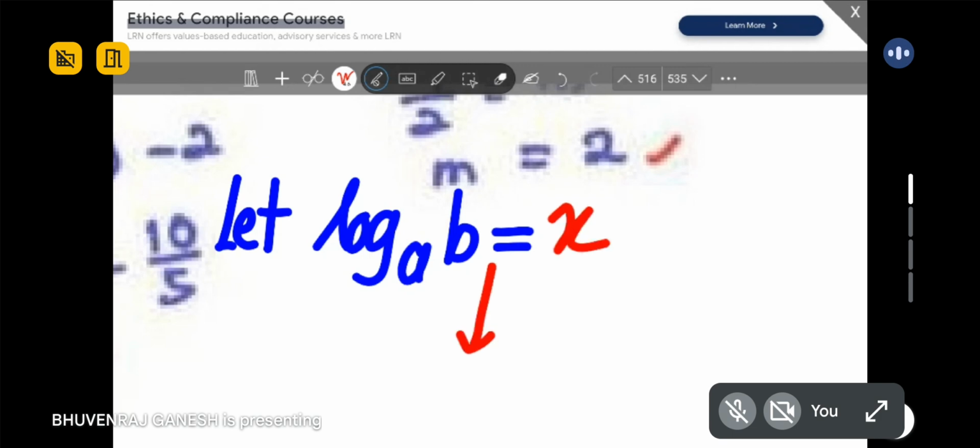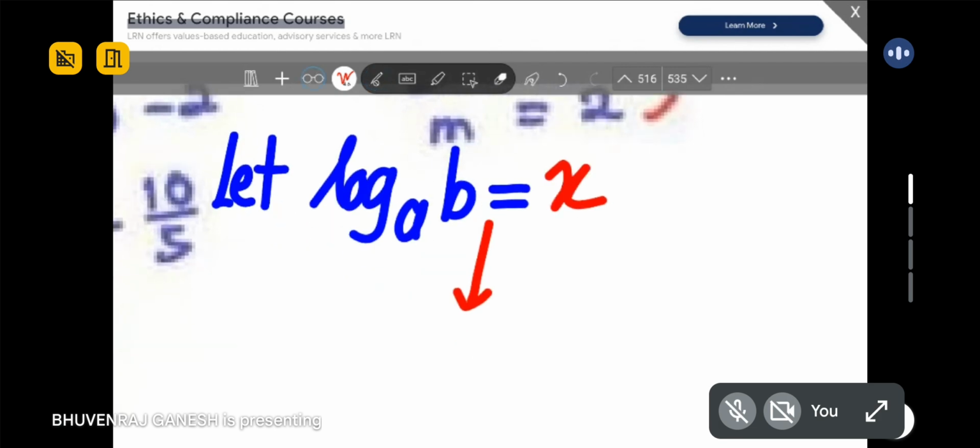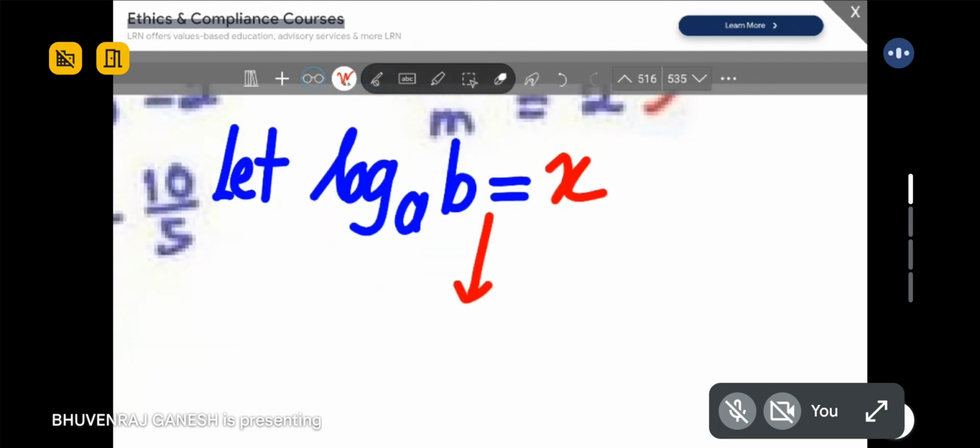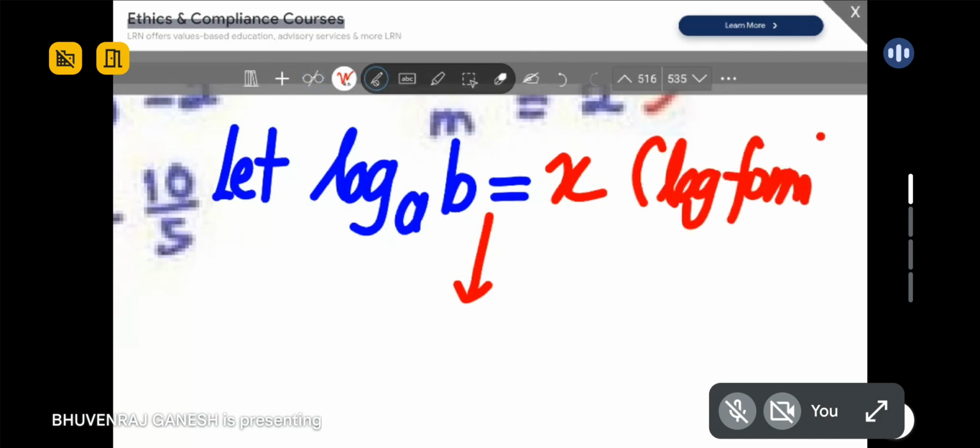Okay, so now guys, do you all remember how to convert your log form to index form? This one is log form, right? Now I want you to change this to index form.